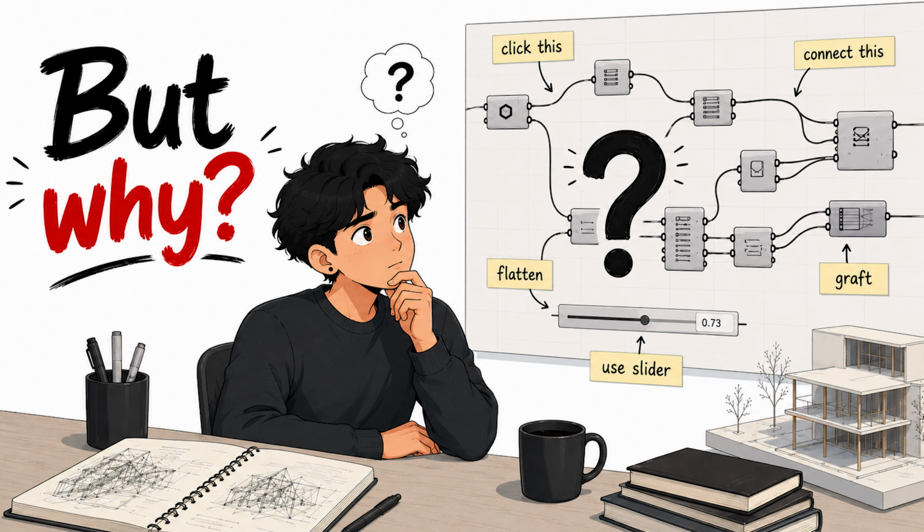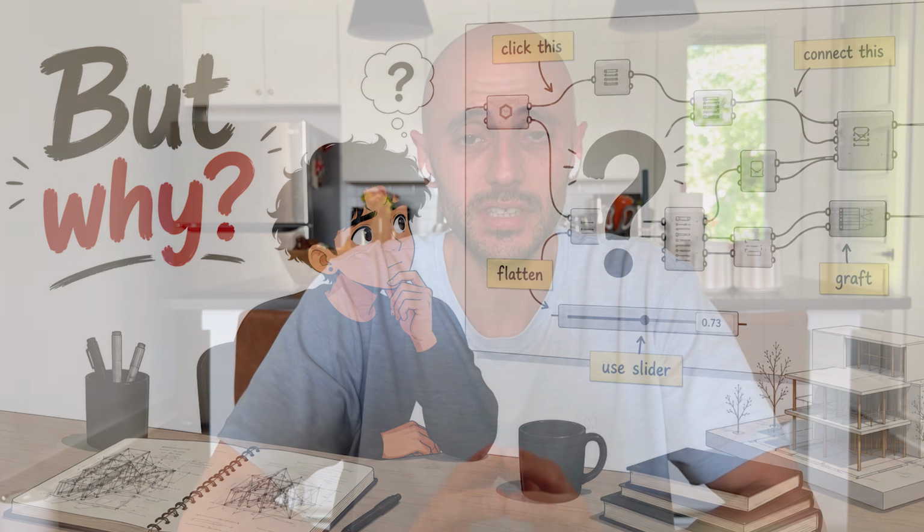The fourth problem is that many tutorials skip the why. This is one of the biggest reasons people stay stuck. A tutorial often says add this component, connect this input, right click here, left click there, change the color, change the value, change the name, flatten this, graft that, and so on and so forth. But the real question is why? Why this component? Why this order? Why this input? Why this data structure? Or even at the beginning, why this geometry? Why this method instead of another one?